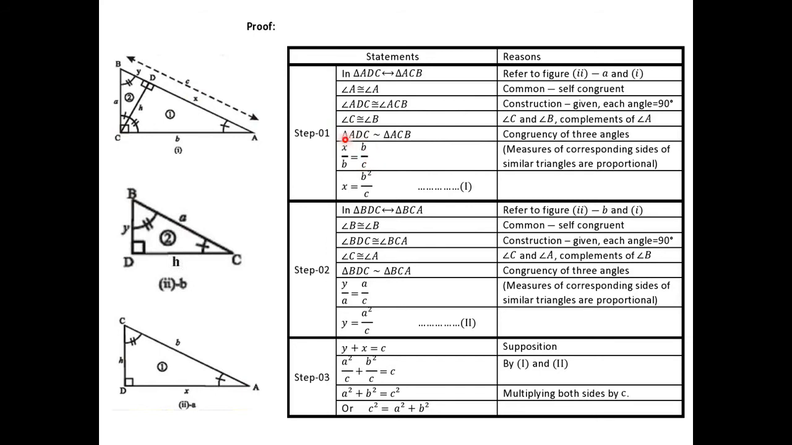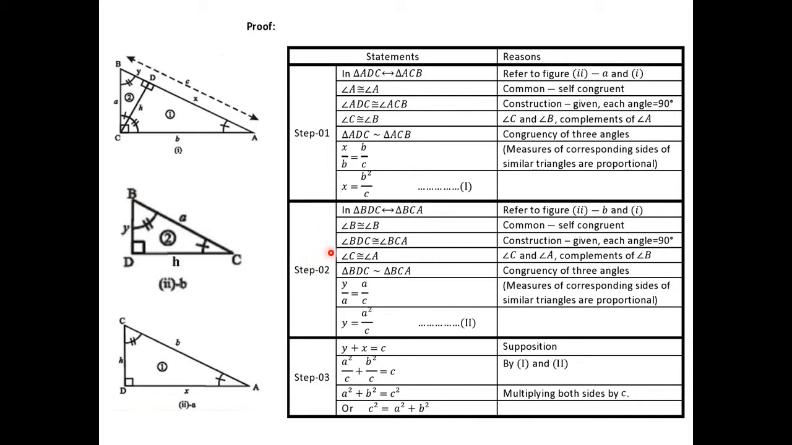So this is the equality that we are having, and the reason, as I just told you, is that in similar triangles sides are proportional, so measures of corresponding sides of similar triangles are proportional. Now if we multiply B on both sides of the equality, we will have X is equal to B square over C. This was step 1.